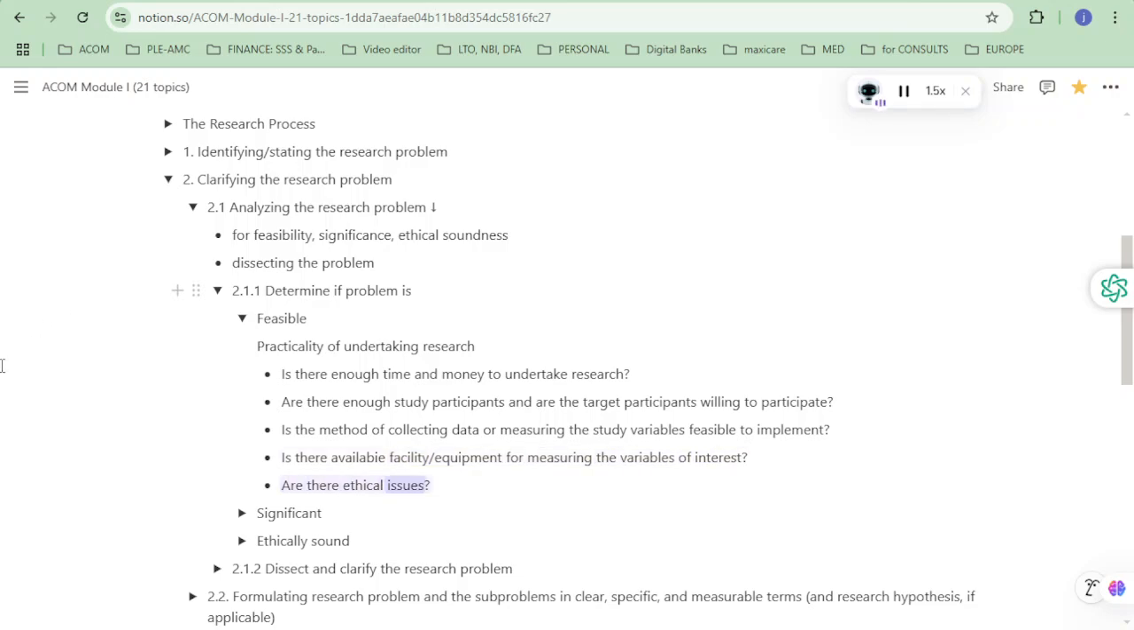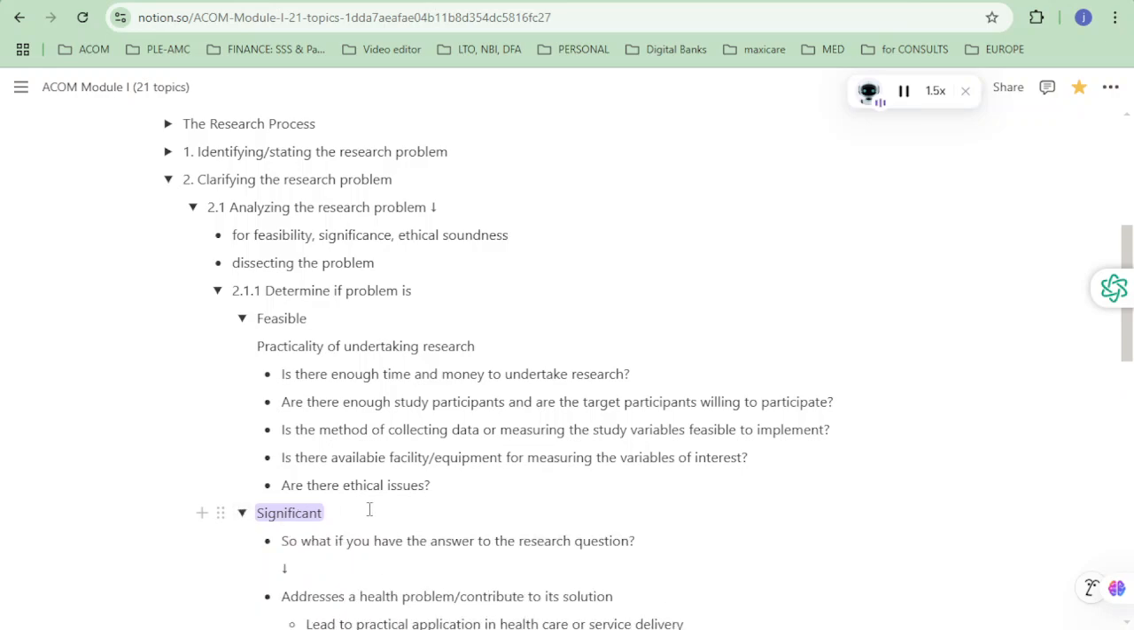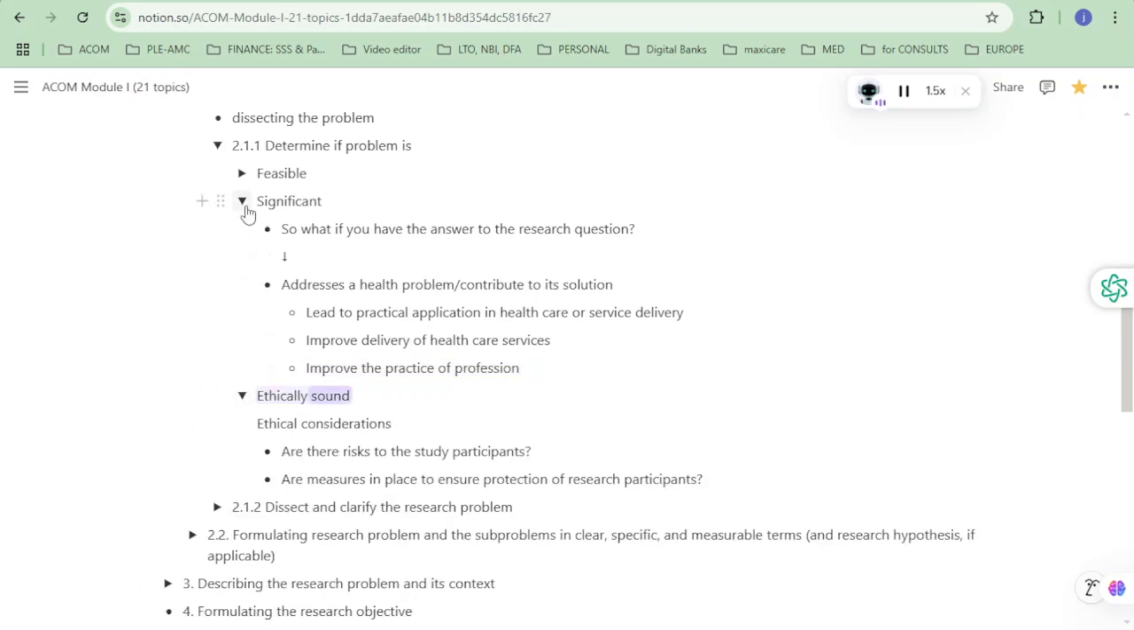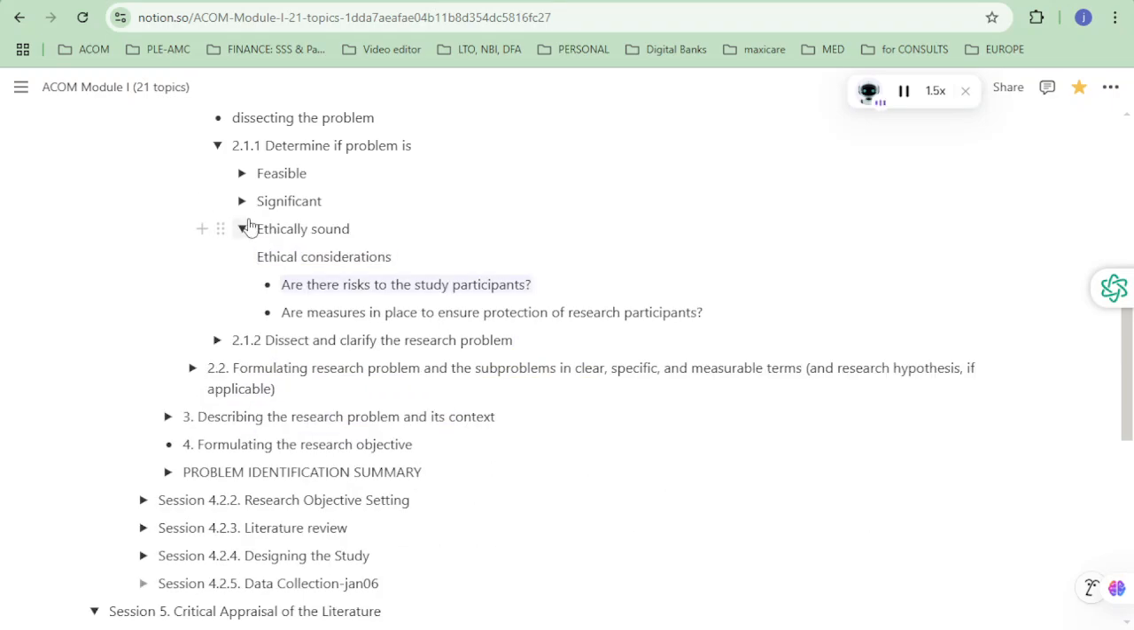Are there ethical issues? Significant. So what if you have the answer to the research question? Addresses a health problem/contribute to its solution. Lead to practical application in healthcare or service delivery. Improve delivery of healthcare services. Improve the practice of profession. Ethically sound. Ethical considerations. Are there risks to the study participants? Are measures in place to ensure protection of research participants?